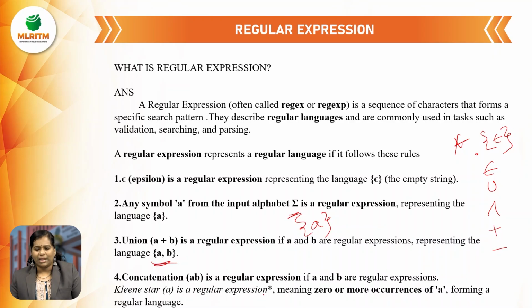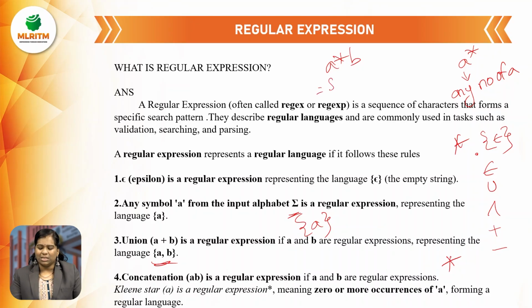Next, the concatenation. The concatenation is a regular expression. If A and B are regular expressions, then the Kleene star is also a regular expression. Zero or more occurrence means whenever the star occurs, it should be zero or more occurrences. A star represents any number of A's. For example, A star B.